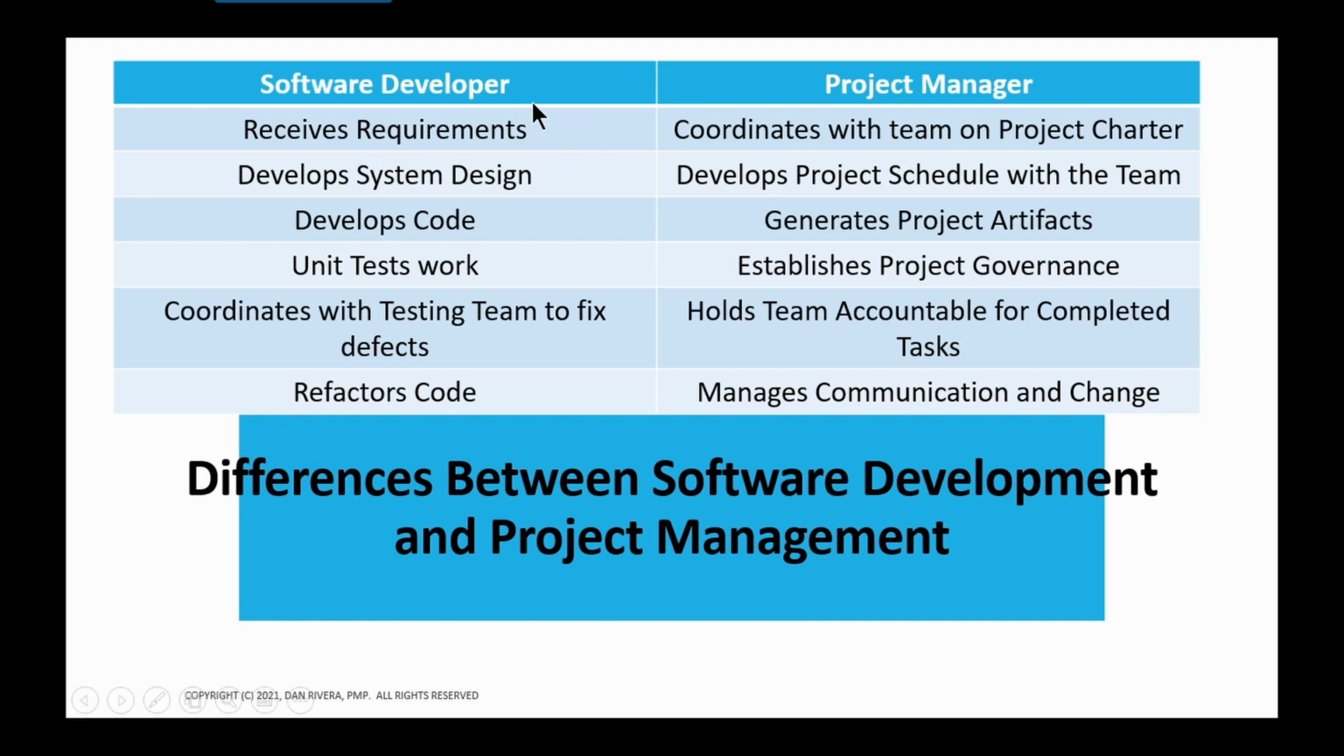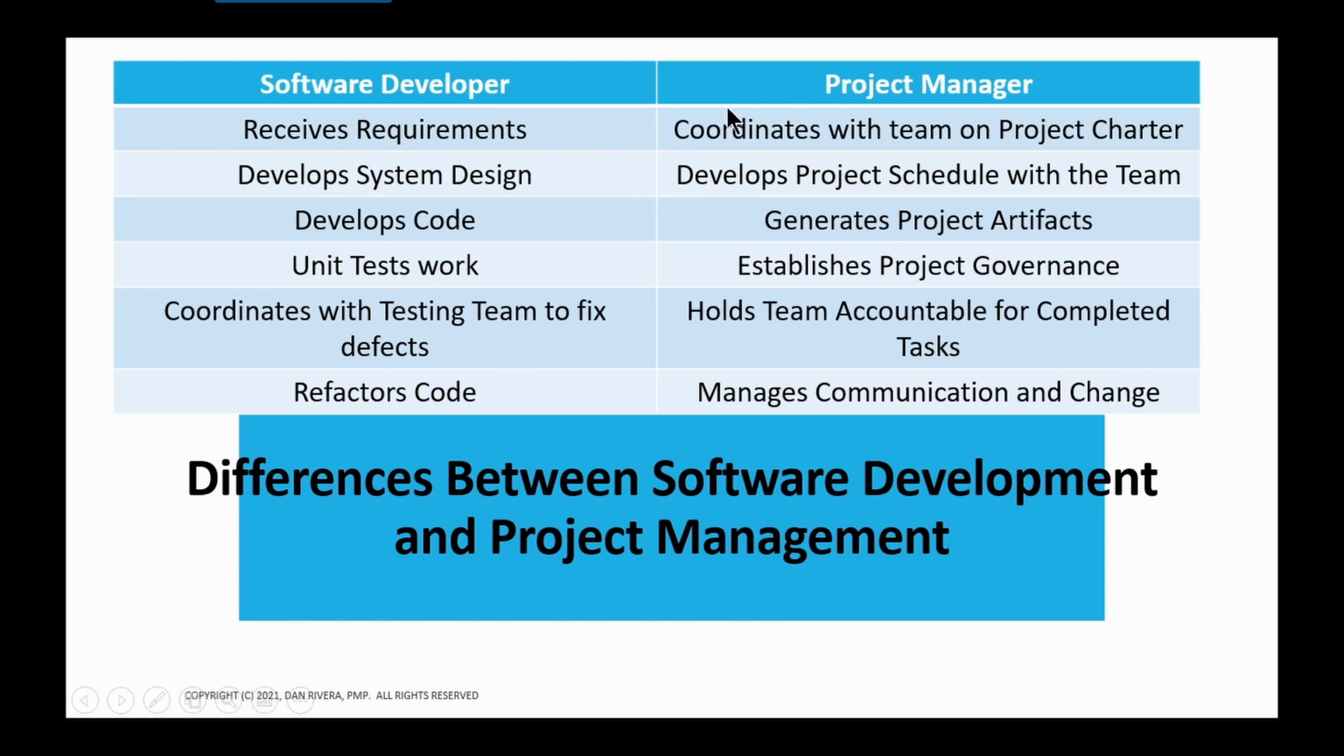Normally, for the software developer, you're going to work on activities such as receiving the requirements and understanding the requirements to be developed, developing the system's design, developing the code, as well as unit testing the code. And then from there, you normally coordinate with the testing team to fix the defects. And if you have this available at your organization, there may be periods of time, especially during code freezes, where you are doing code refactoring to make your code better. So in essence, all of the work that you're working on is more technical in nature, and there is communication, but most of the work you will be doing is technical.